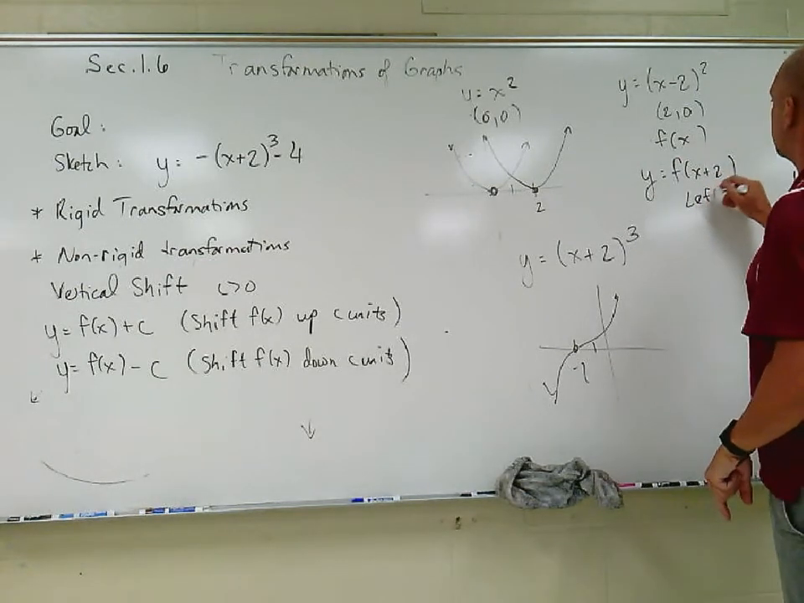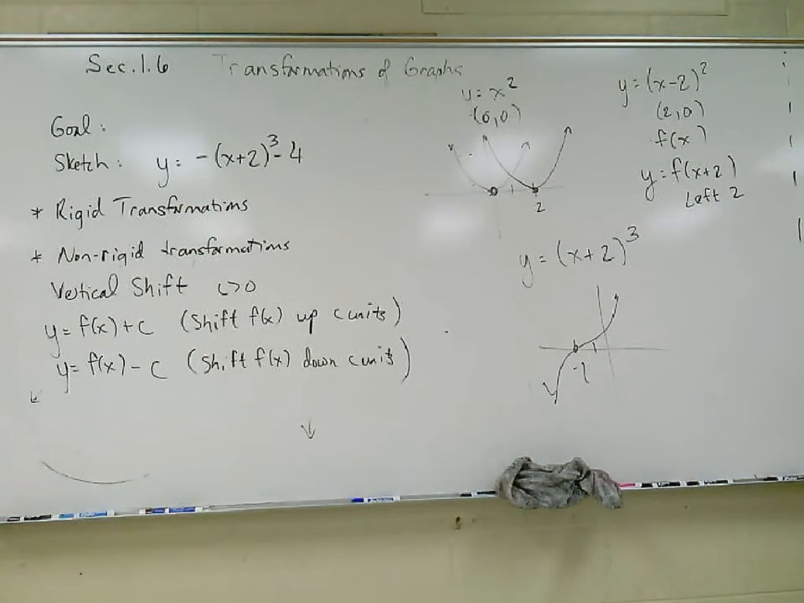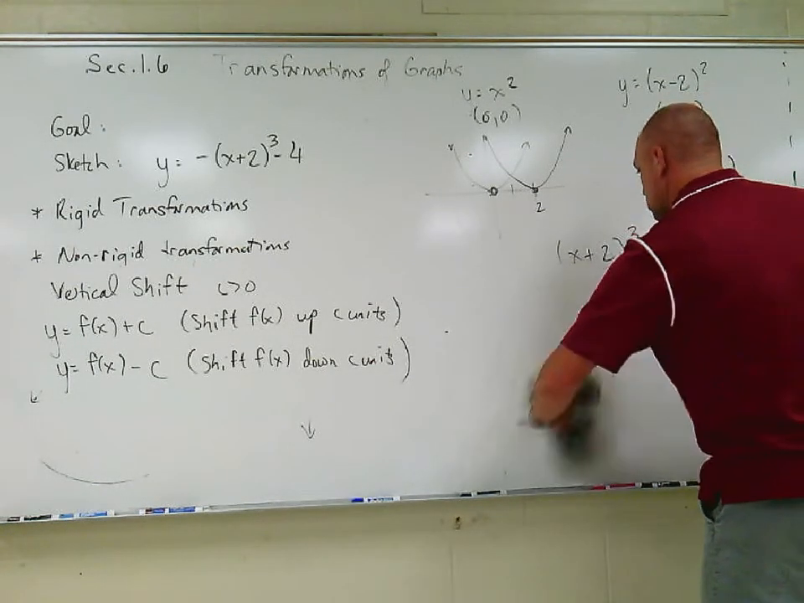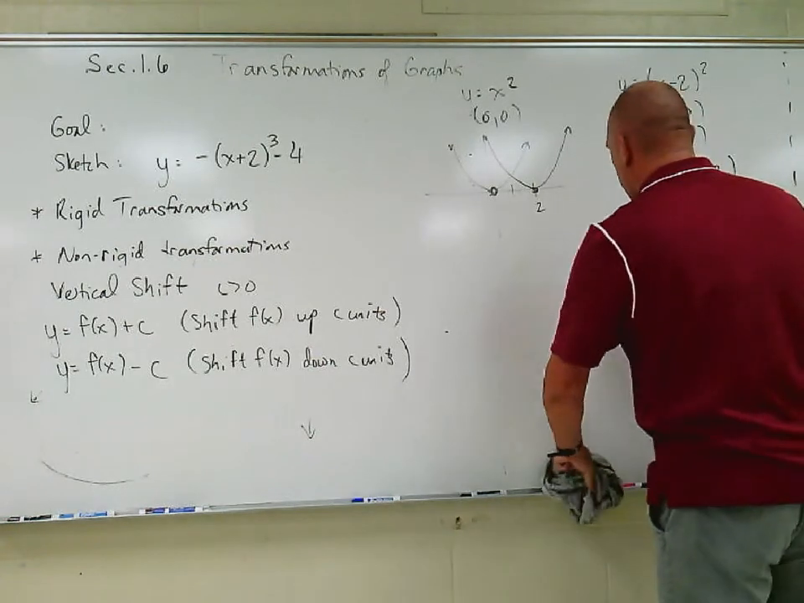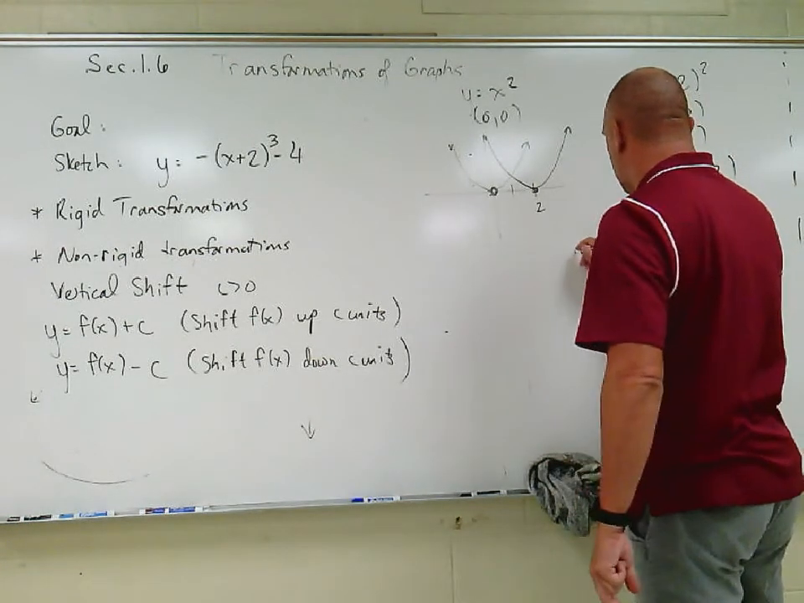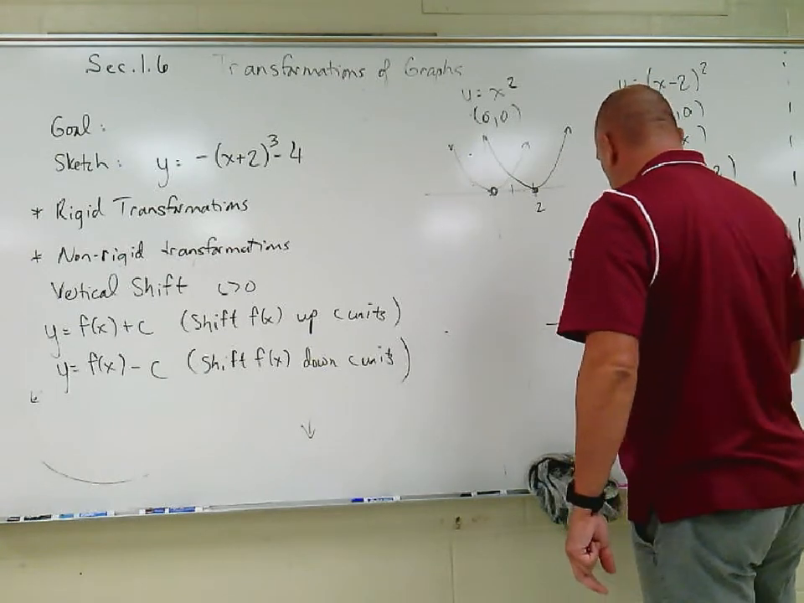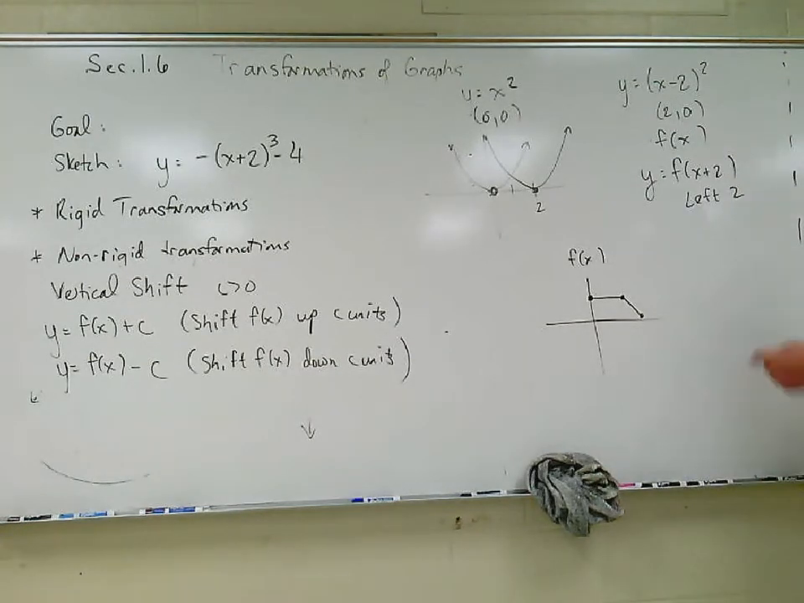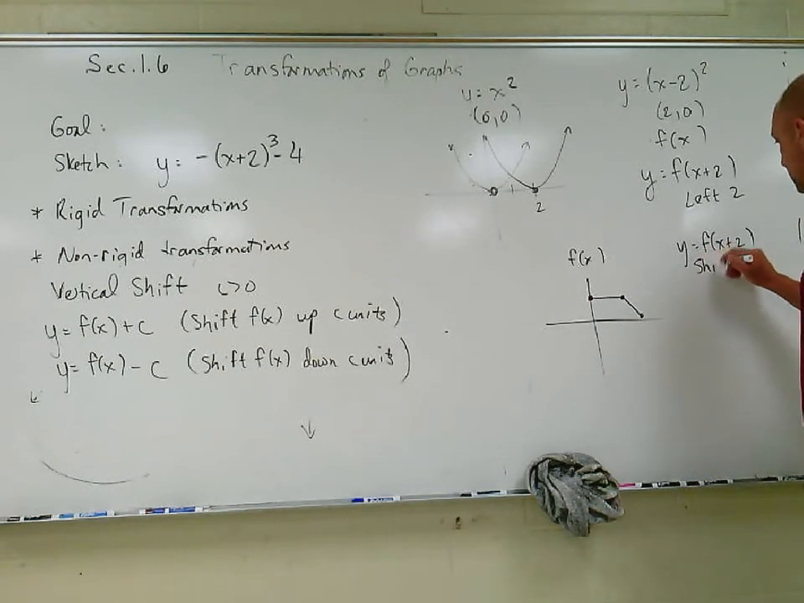This is how you write it, because you may have a made up function that you don't know the equation for. Your function could just be like a check mark looking thing. Here's your function, and it goes like this. And I want you to do that. What should that tell you to do? Move to the left 2. That's exactly right, because it's in with the x. So that means shift left 2.